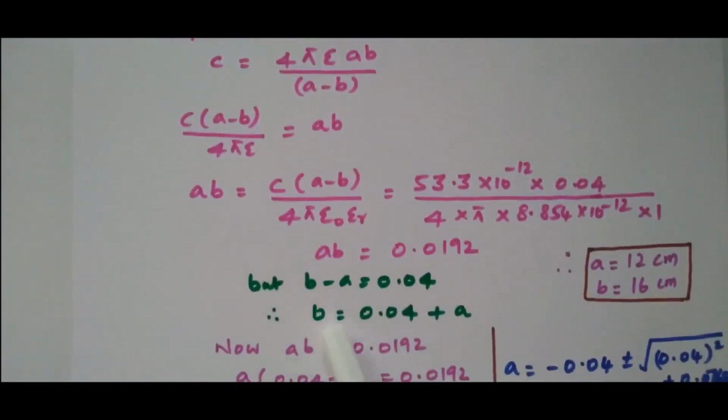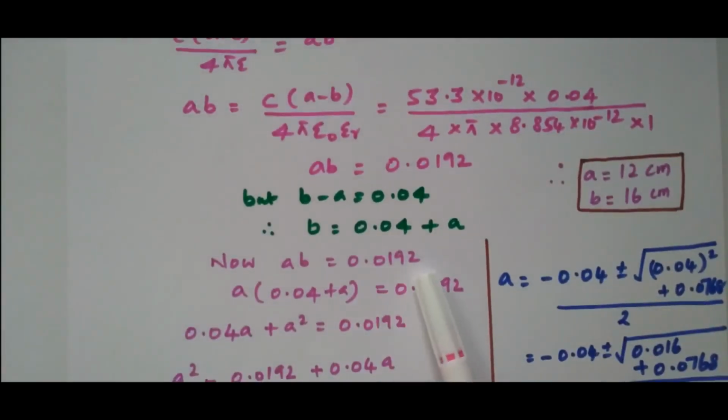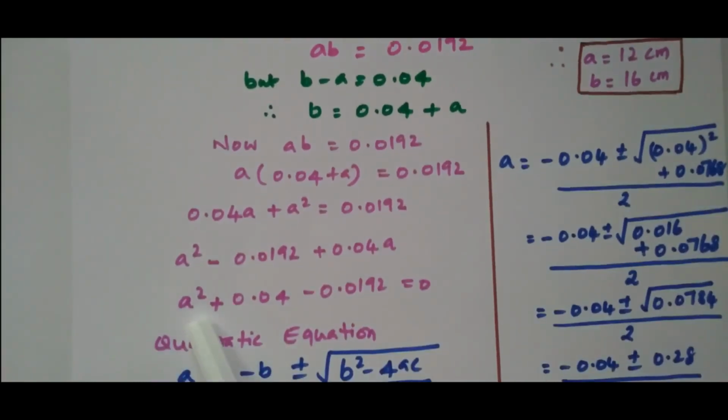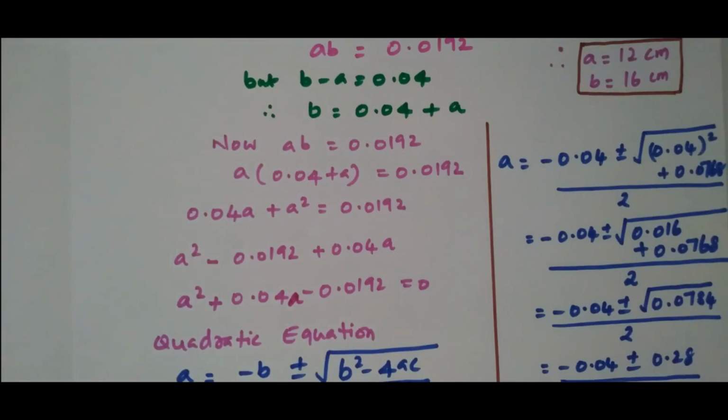But we know that B minus A equals 0.04. From that, B equals 0.04 plus A. Bring this A to this side, so that B equals 0.04 plus A. Now AB equals 0.0192. In this, you replace B with 0.04 plus A, which is equal to 0.0192. So multiply inside: A is multiplied, so 0.04a plus a square equals 0.0192. Rearranging, we rewrite a square plus 0.04a minus 0.0192.